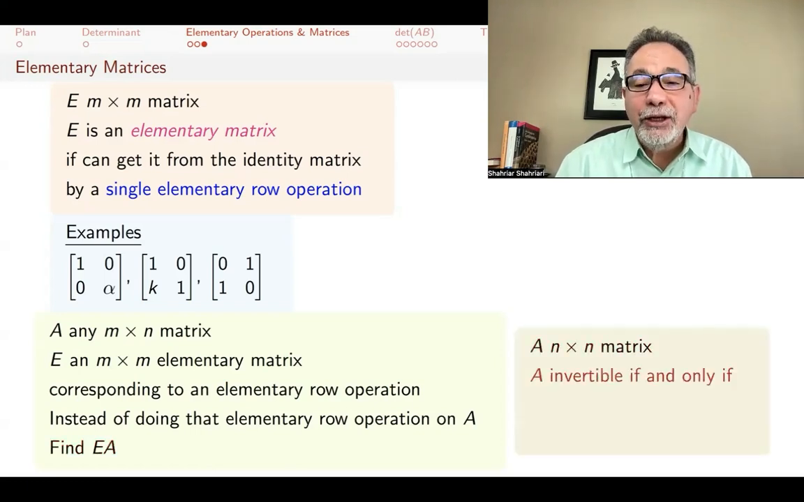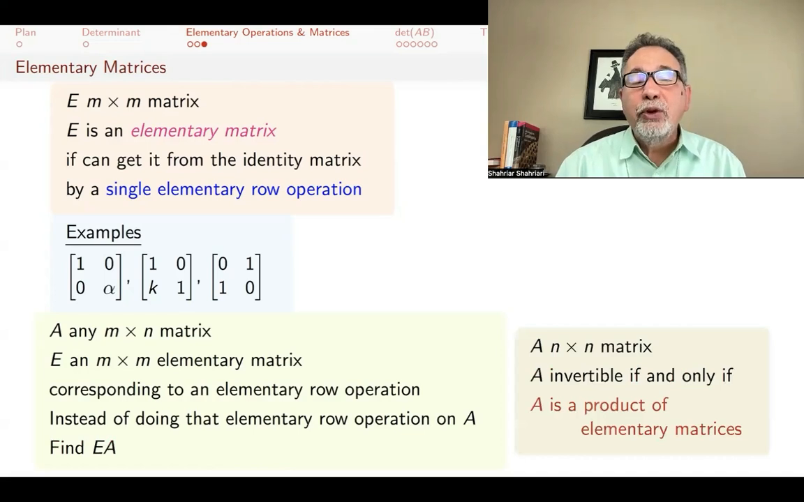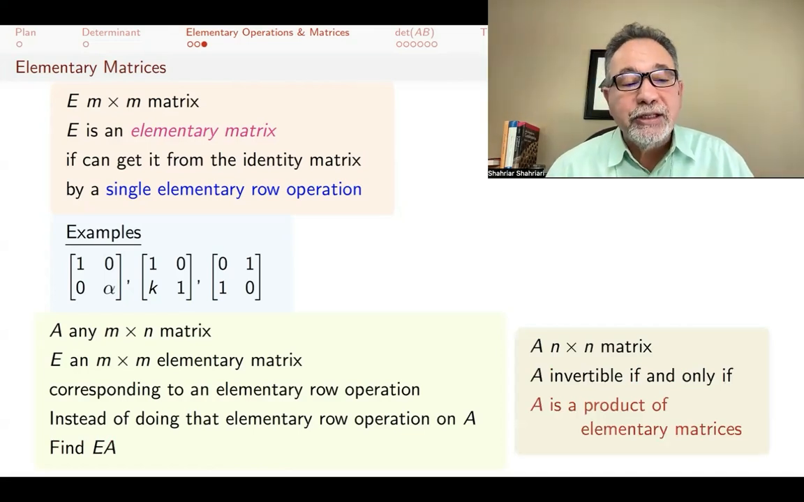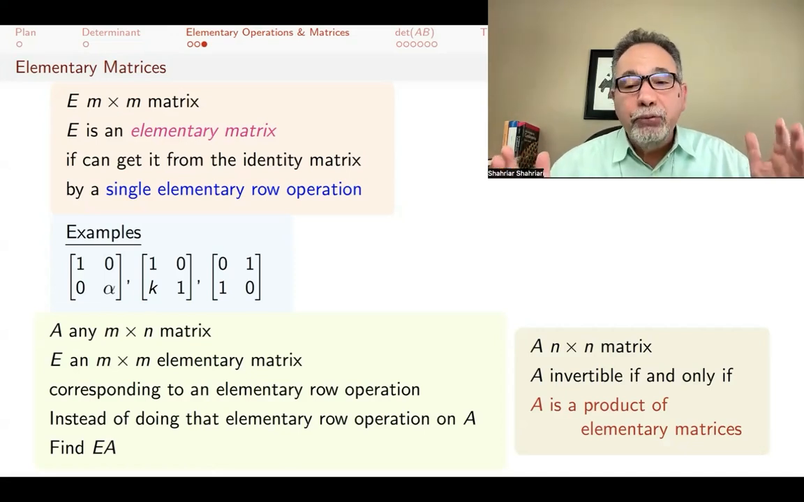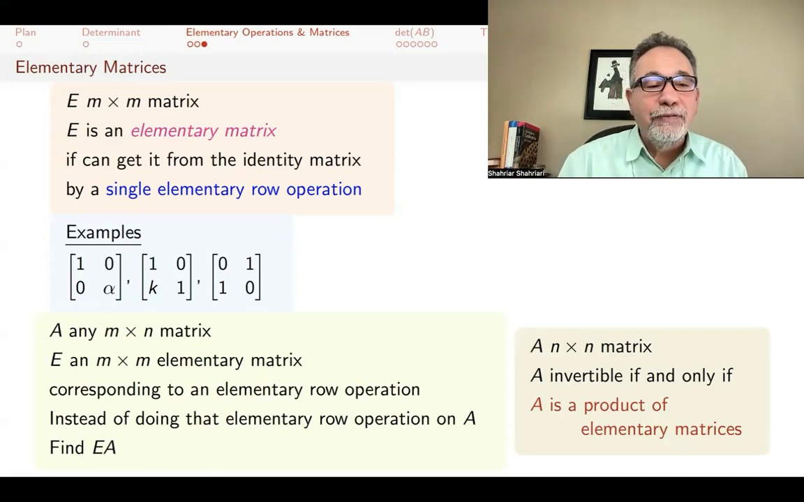If A is an n by n matrix, A is invertible if and only if it's a product of elementary matrices. That follows because we said that a matrix is invertible if and only if it's row equivalent to identity. If you can start with identity and do elementary row operations and get to A, instead of that, you can say you're multiplying by elementary matrices, and so you have a product of elementary matrices that gives you A.